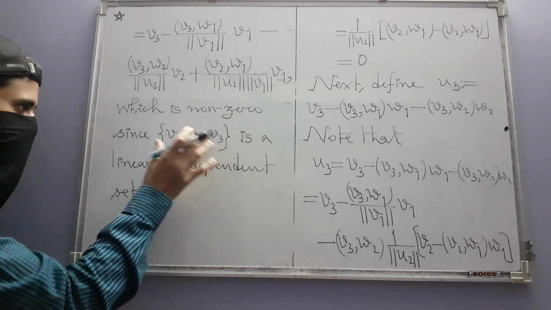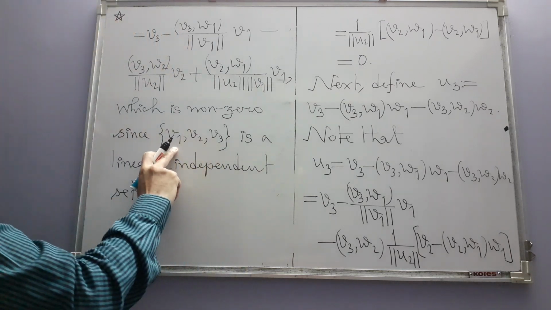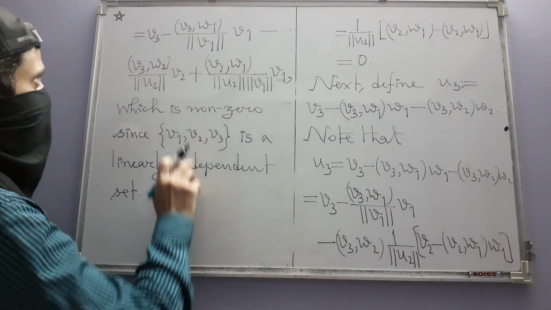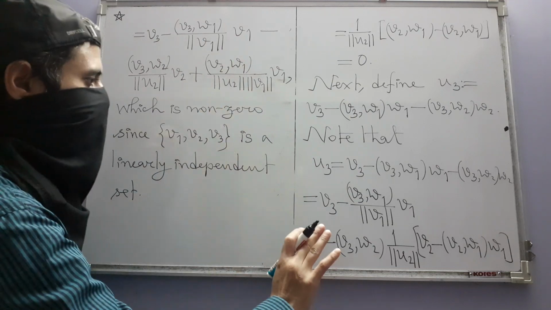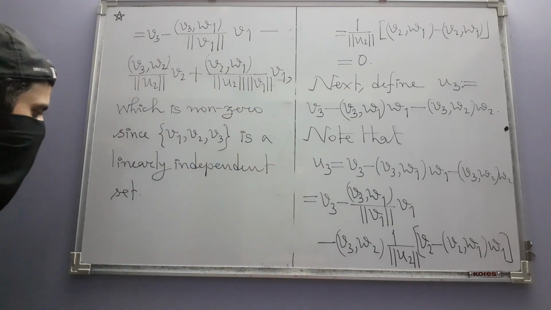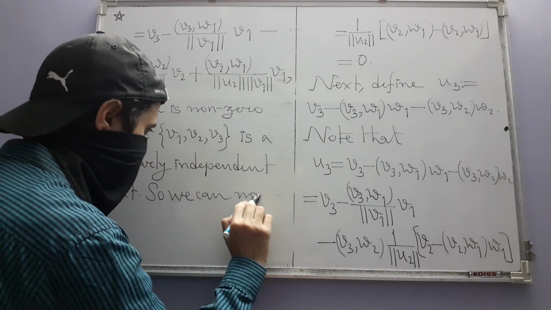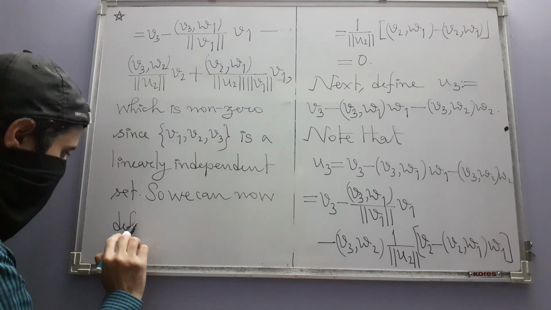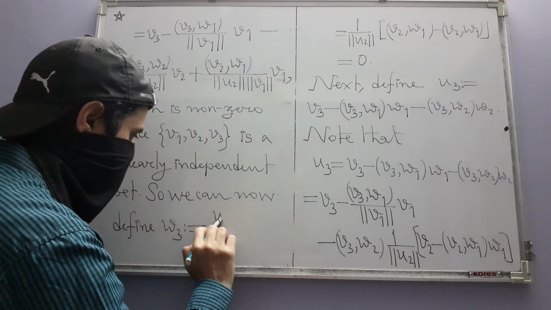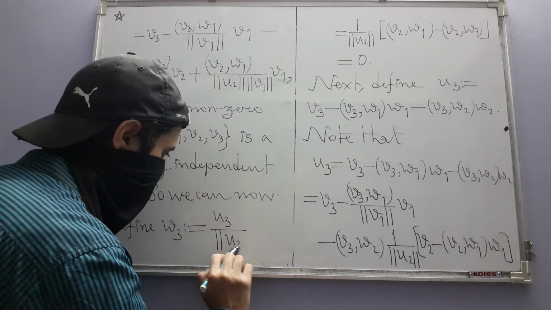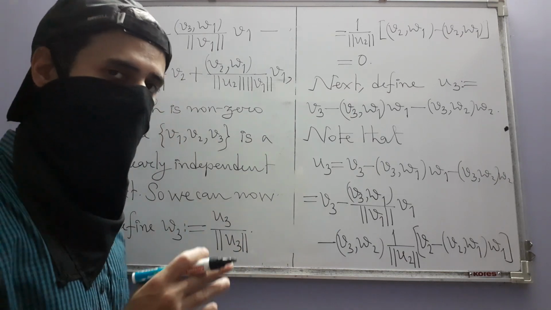Again, why? Because we know that this is a part of a basis, so it's linearly independent. And because of its linear independence, and because of the fact that the coefficient of v3 is not equal to 0, this linear combination cannot be 0, and that is why u3 is non-zero. So we can now define w3 to be u3 divided by its length. So that makes w3 itself have length 1.